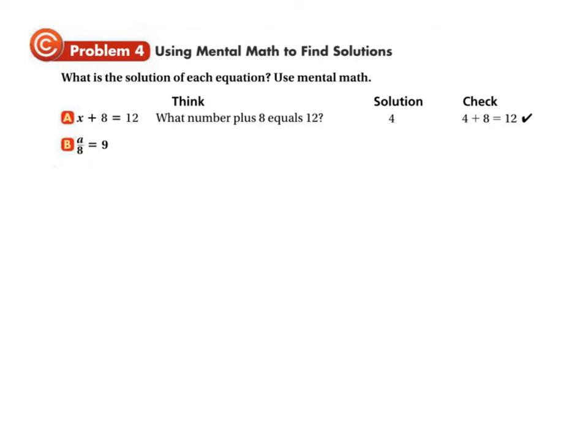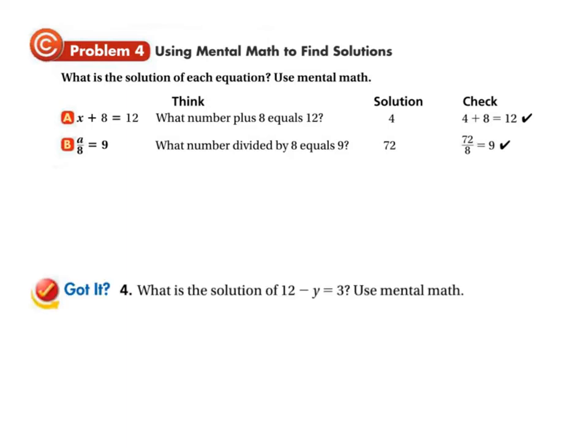Okay. A divided by 8 equals 9. What number, when you divide it by 8, equals 9? And hopefully you see that it's 72. And that's the basic gist of it. It's really pretty straightforward. So try this got it problem right now.